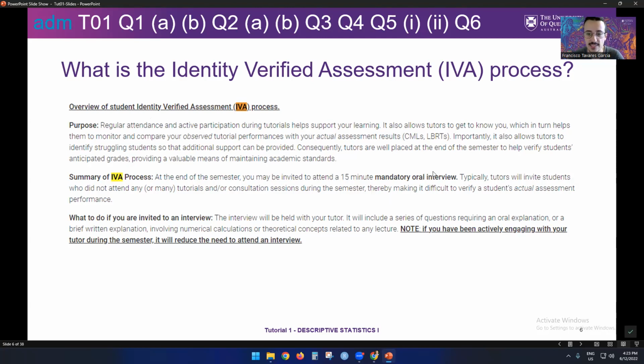The IVA is pretty quick. It's showing here 15 minutes. It will be an oral interview, so we're probably asking you 3-4 questions. You have to open the camera and talk to us. We need to see you, confirm that you are the person. That's how it works for the IVA.